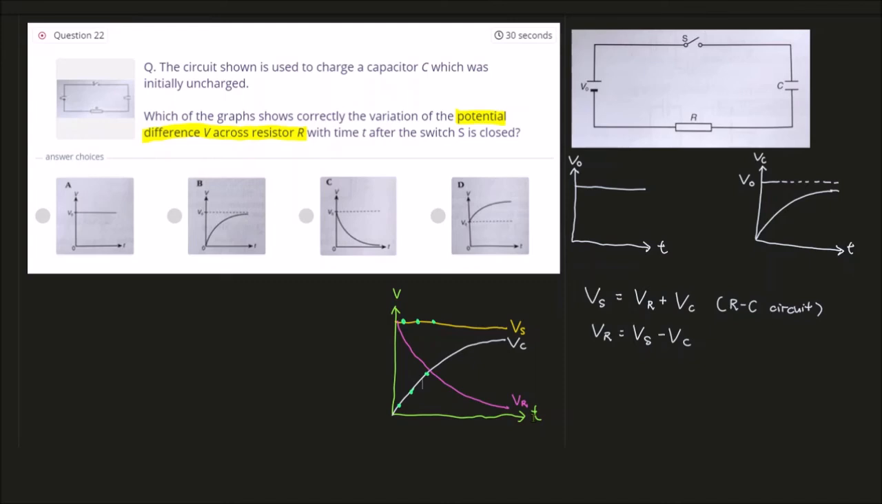So this will be the potential difference across the resistor as time passes during the charging process. So we can find that this answer is similar to this third graph, the graph at C over here. Okay, so we can see that the potential difference across the resistor actually decreases with time in an exponential fashion.